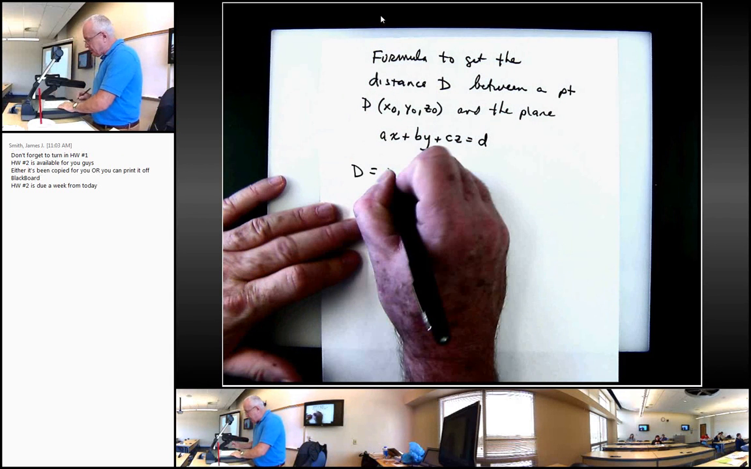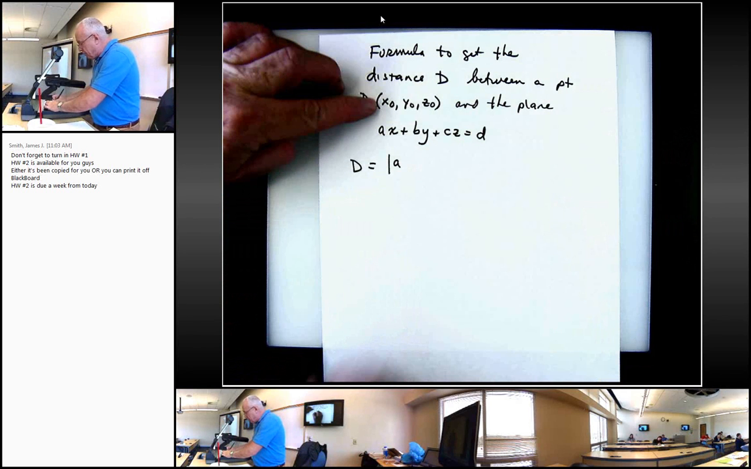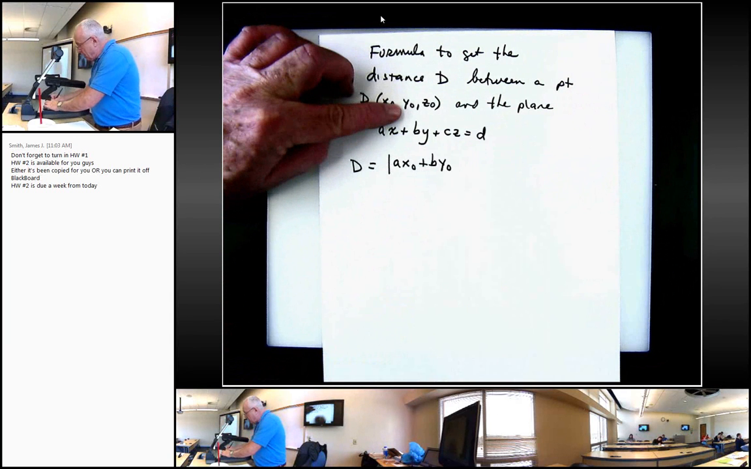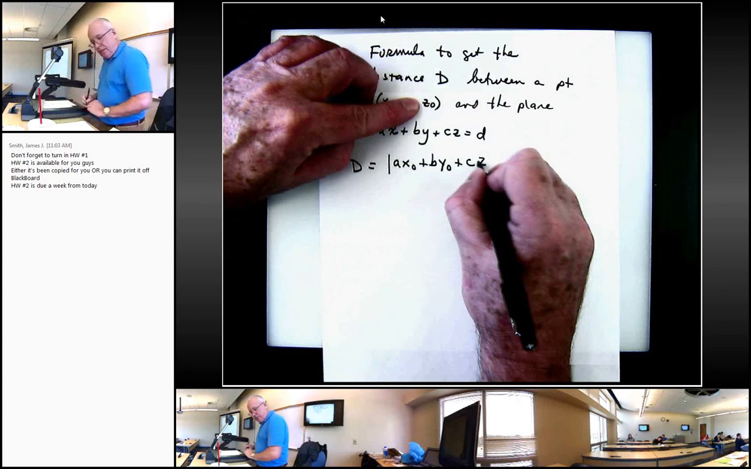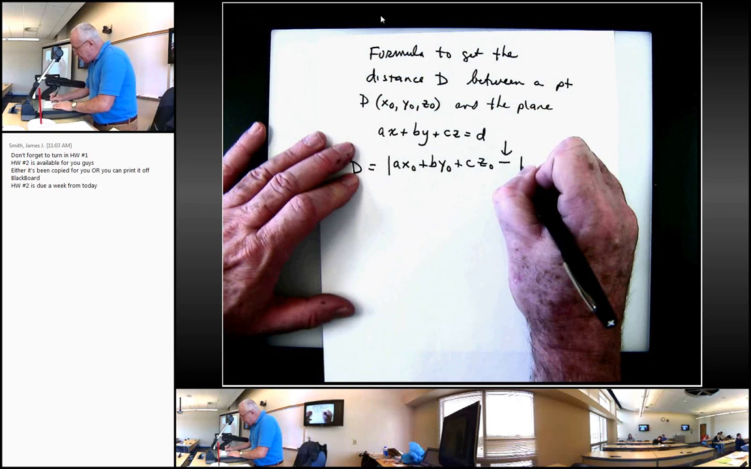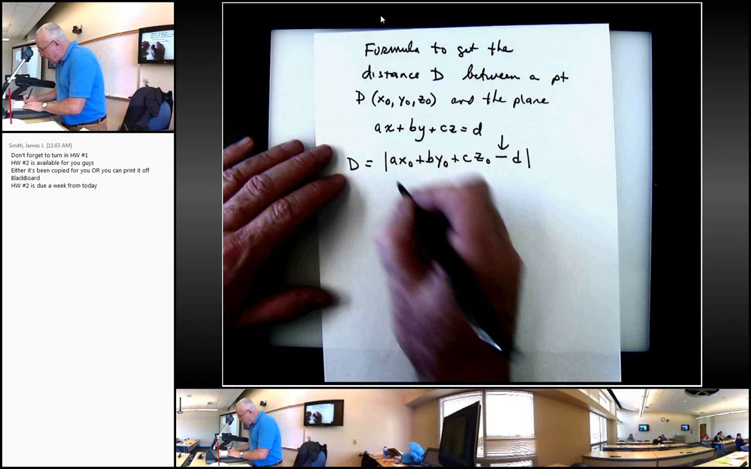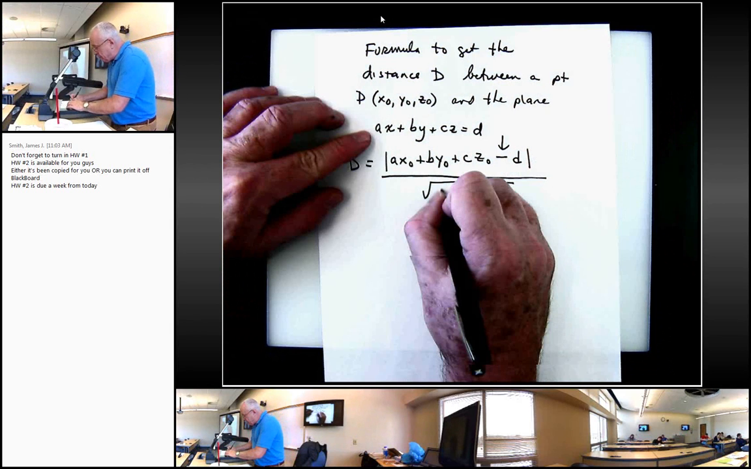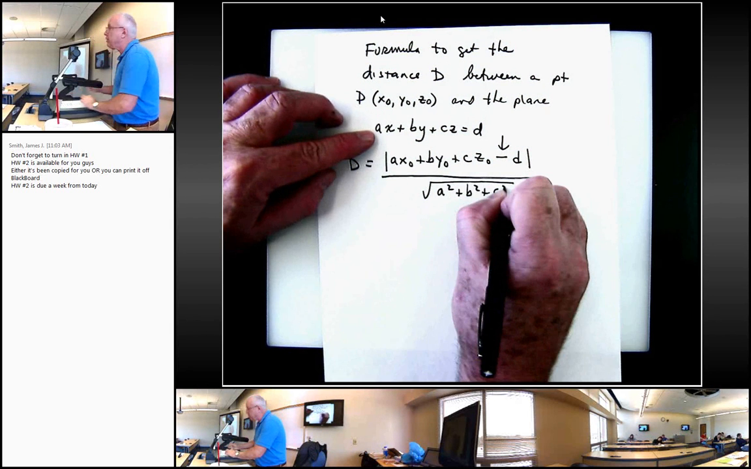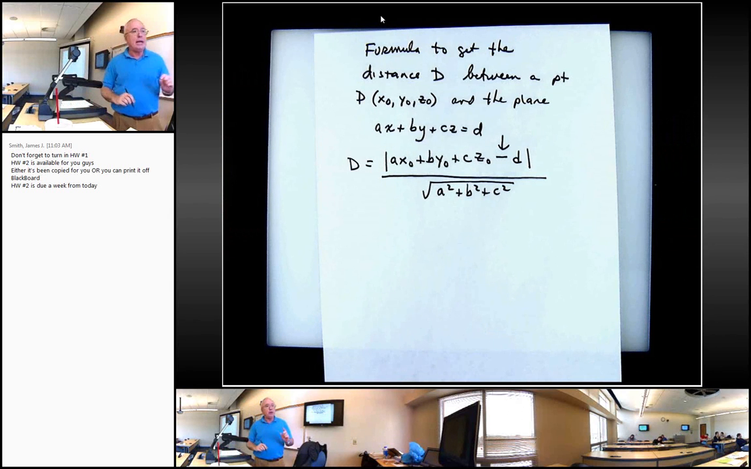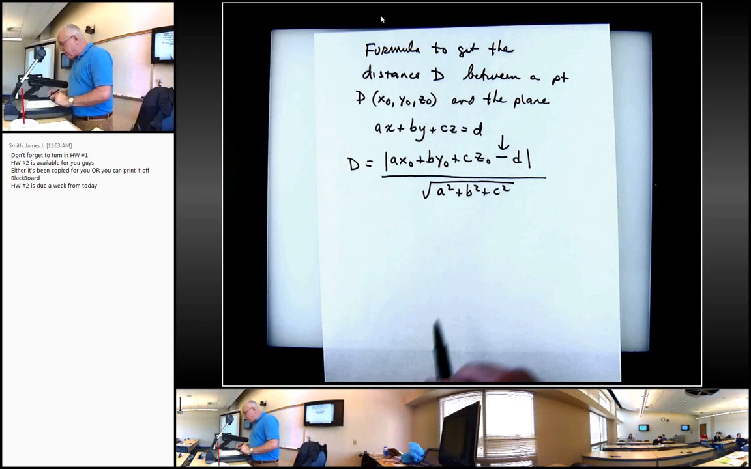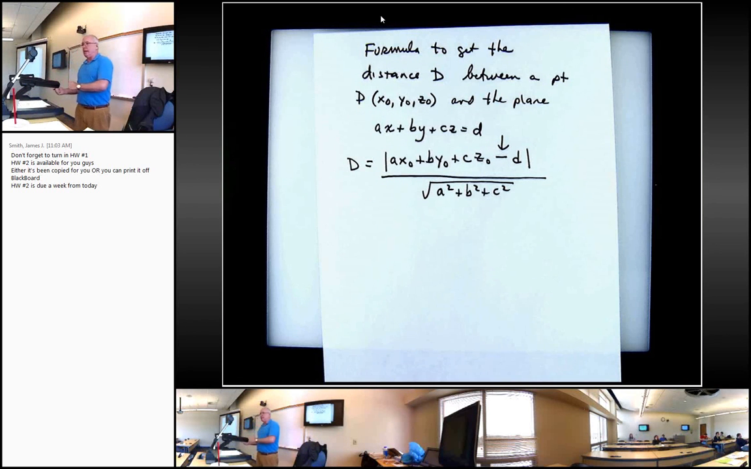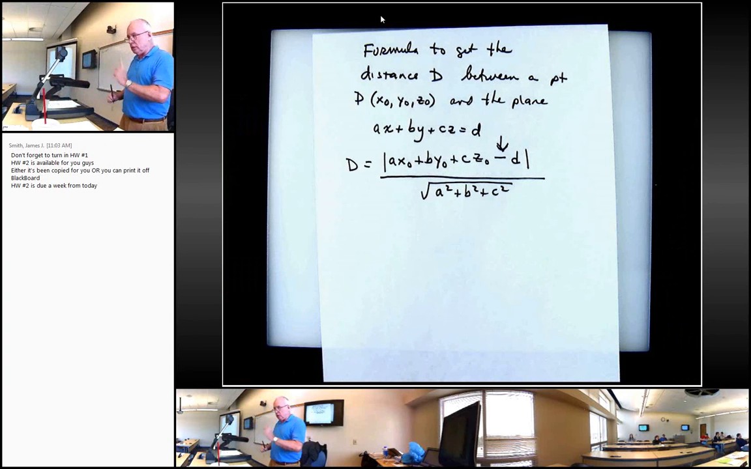Capital D is equal to the absolute value of our A coefficient multiplied by our point x value, plus our B coefficient multiplied by our y value, plus our C coefficient multiplied by our z value, and then we subtract the D value. That's just the numerator, and it's all over the square root of a squared plus b squared plus c squared. The book has a slightly different formula because the book wants to put the d over onto the left-hand side. I like it over on the right-hand side, so that's why there is a minus here. If you look at the book formula, it's different.